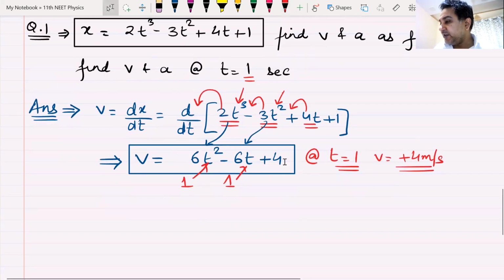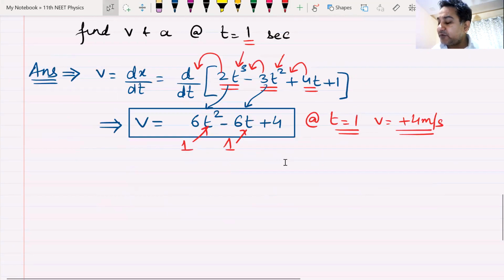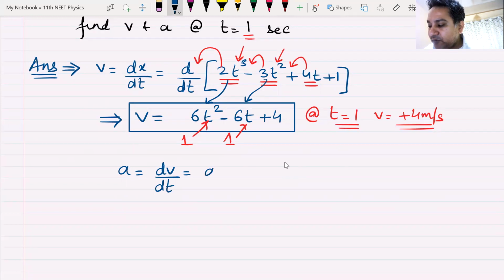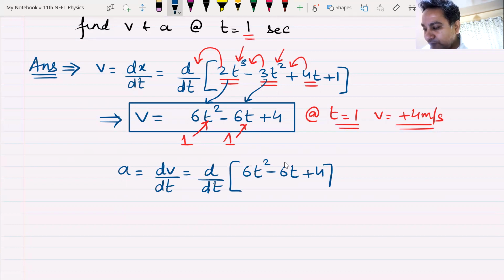Okay, great. That takes us to the second part of the question. We have to now calculate acceleration. Acceleration is the derivative of velocity, dv by dt. So now we need to find out d by dt of the velocity. Velocity is 6t square minus 6t plus 4. We'll have to calculate the derivative of this thing.